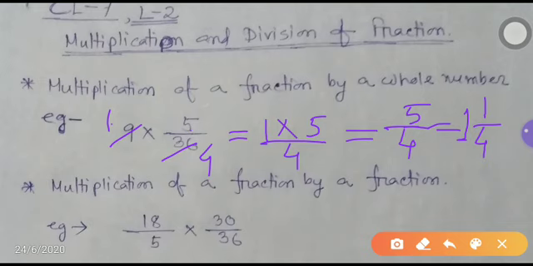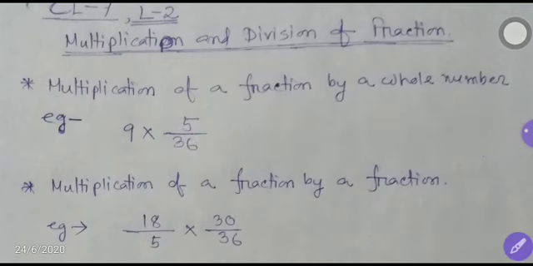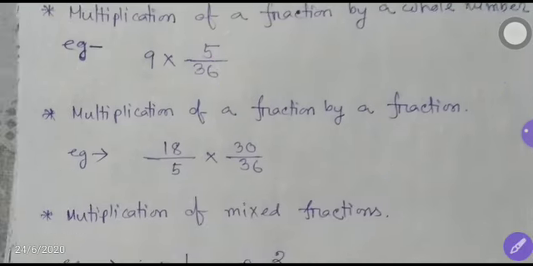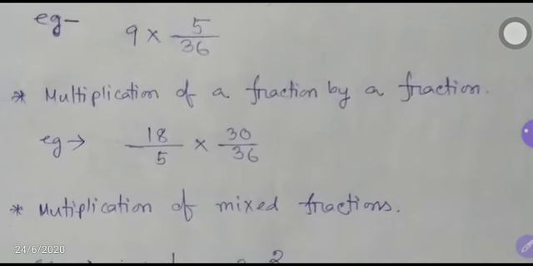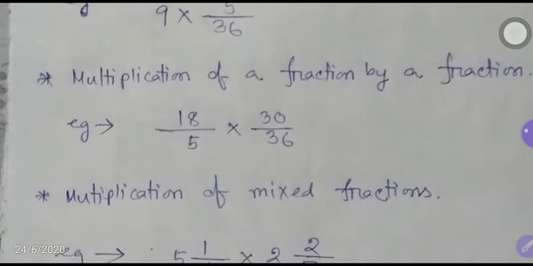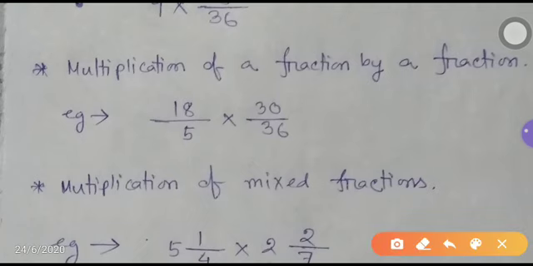So the first step is to see whether any common factor is there or not. If there is any common factor, we have to do cancellation. After that, this result we have to represent in simplest form. If it is an improper fraction, we have to represent it as a mixed fraction. So next point, you see here, multiplication of a fraction by a fraction.